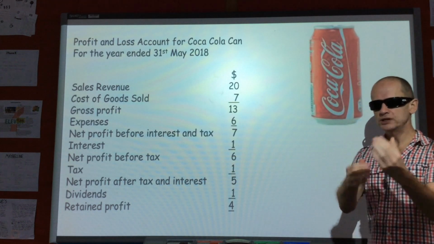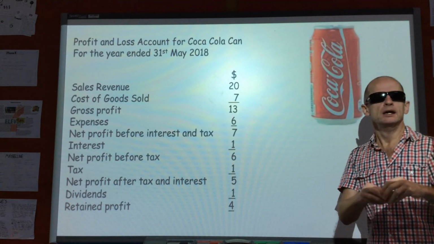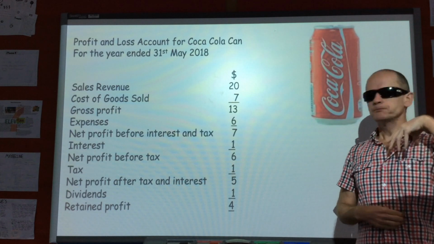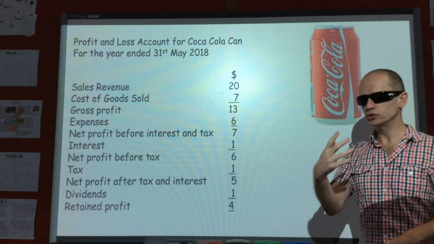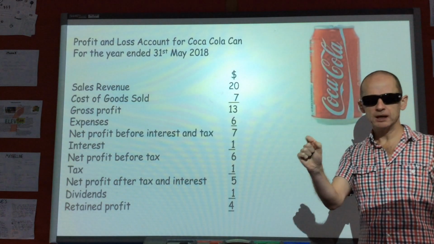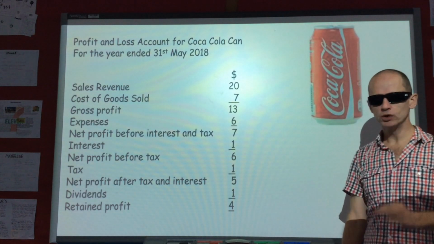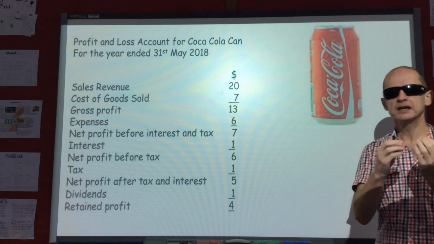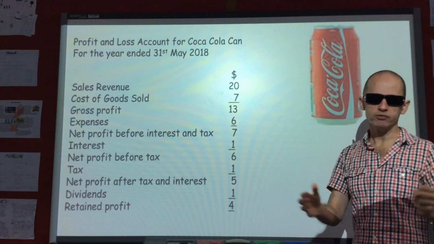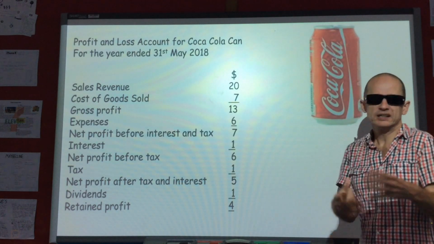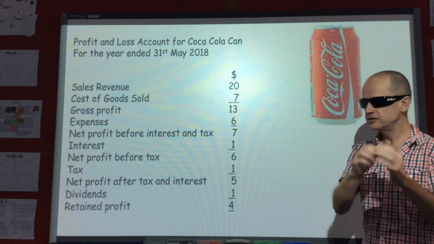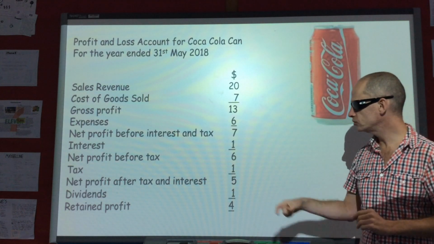Then interest, we take that away. So interest, companies borrow money. So for example, things like loans or overdrafts. Interest is payable on that. We take that away. It's kind of like a business expense. So 7 minus 1 gives you 6. Then companies have to pay taxes on their profit. So here I said that's just 1. So now we have a net profit after tax and interest of 5.